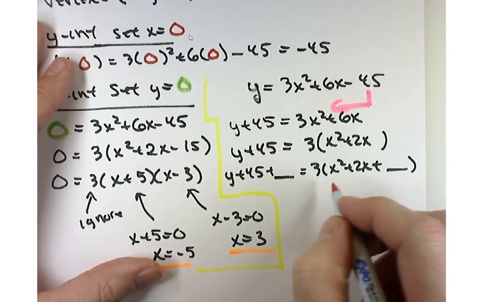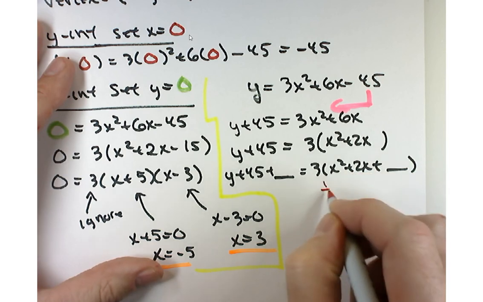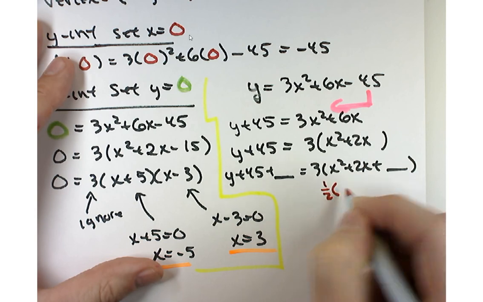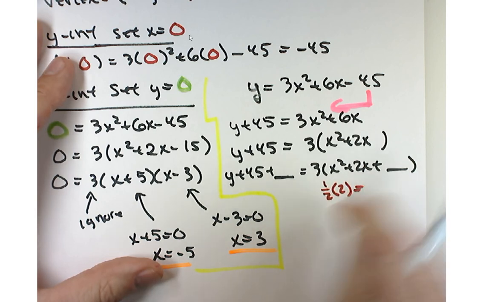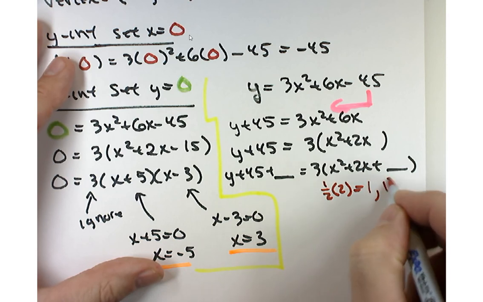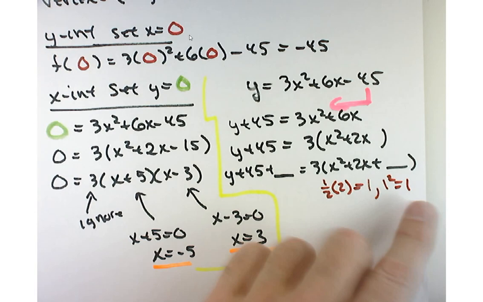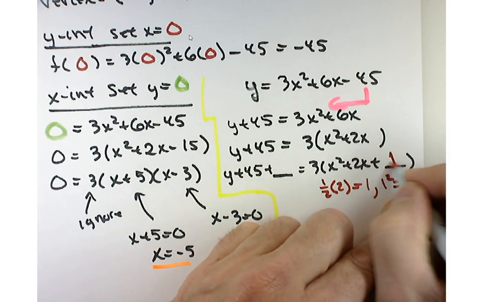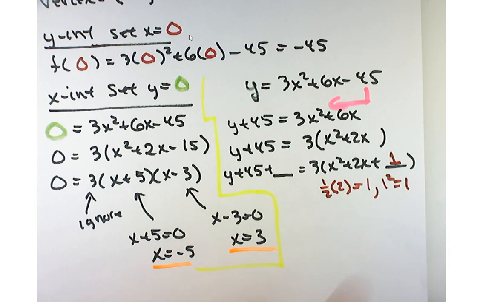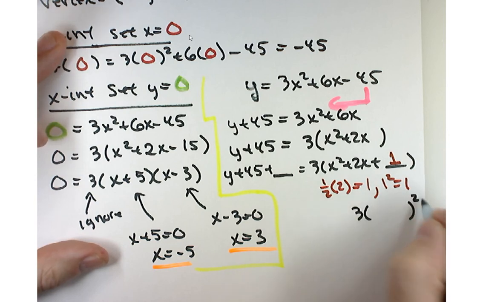So to complete the square on this, you might remember what we did the other day. What do we do with this number here in the middle? Take half of that number in the middle. Half of 2 is 1. And then what? Then we did 1 squared, and that's still 1. So that 1 here is going to go there. That's the number that's going to make this a perfect square. The right-hand side of this is now going to be 3 times something squared.